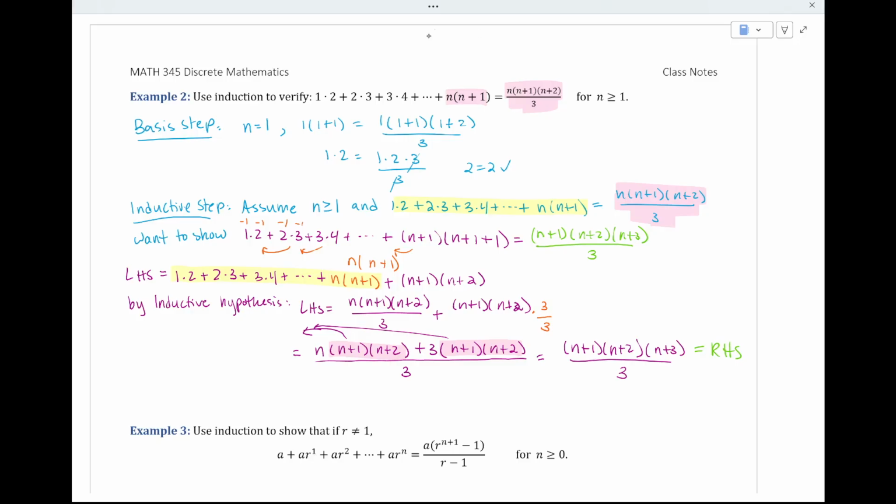I'm just going to write my last statement here. By induction, you could say the principle of mathematical induction, but that's a lot to write. I'm just going to say by induction, the equation is true for all n greater than or equal to 1. End of my proof.